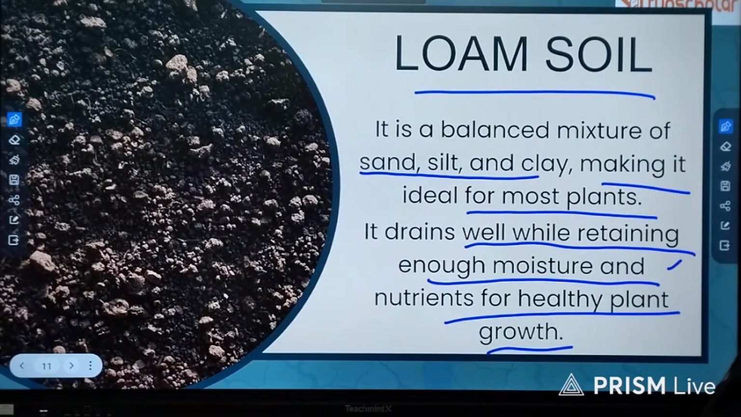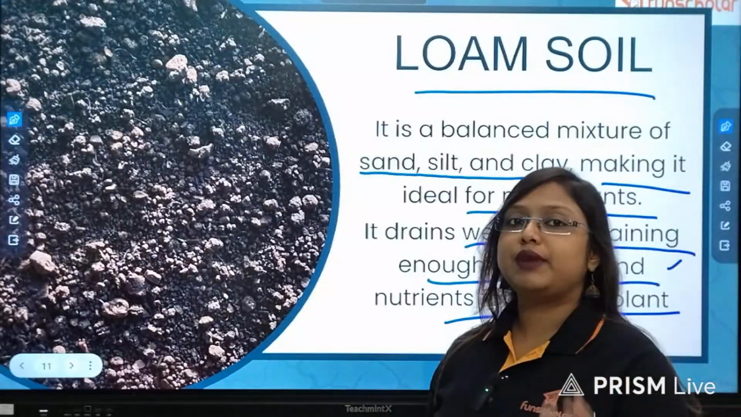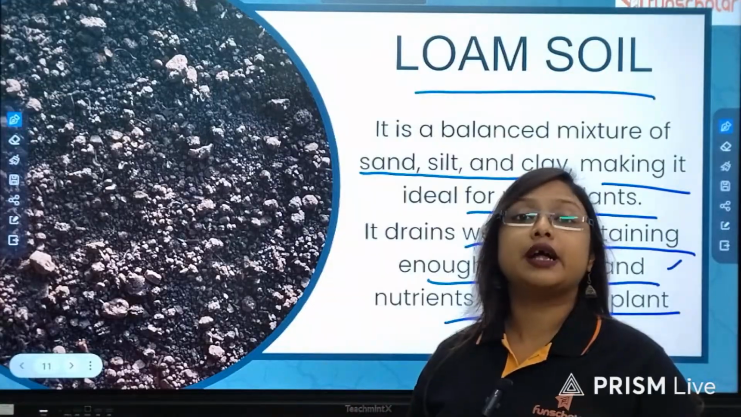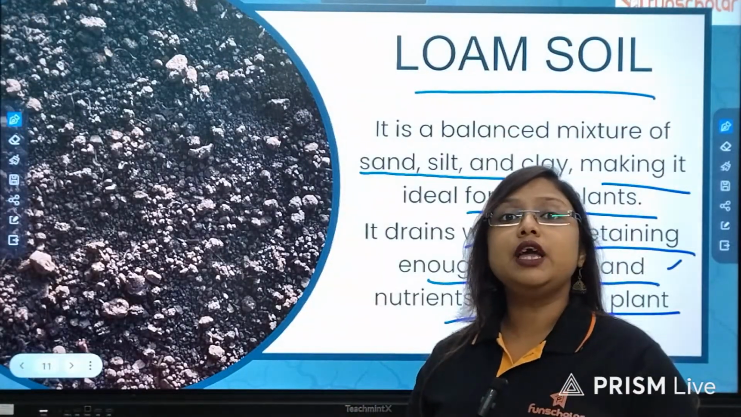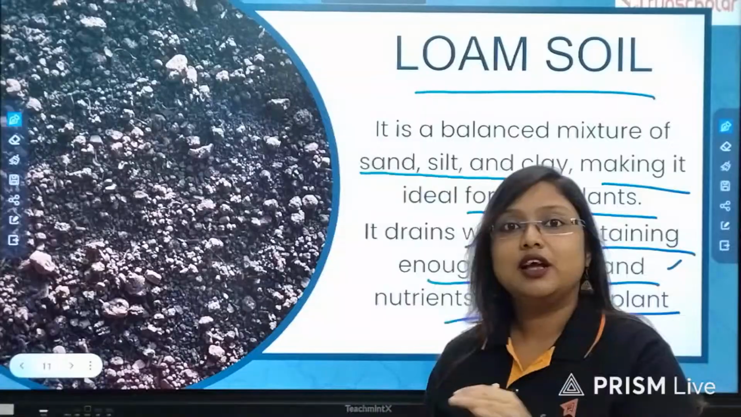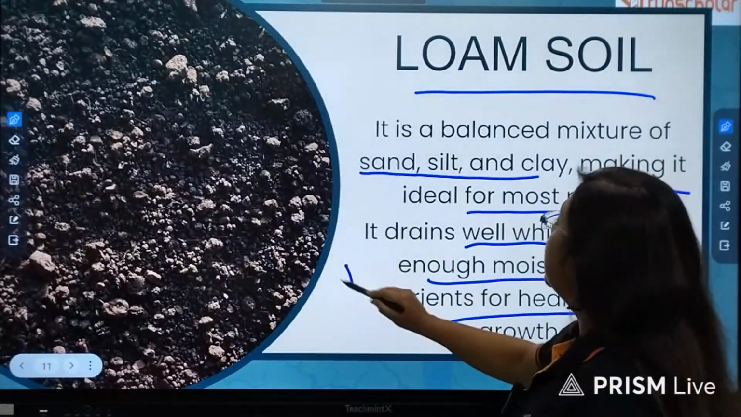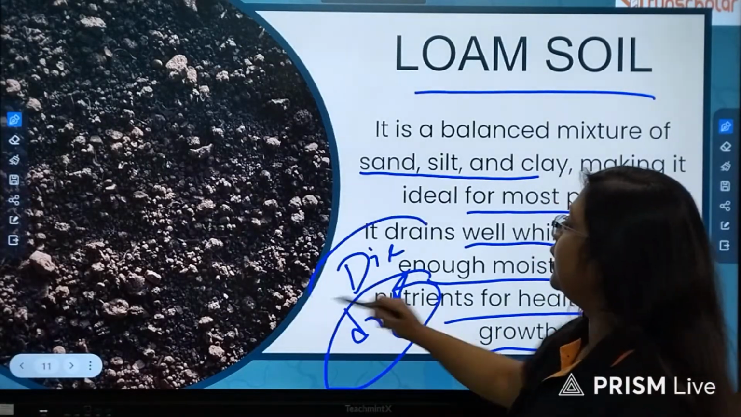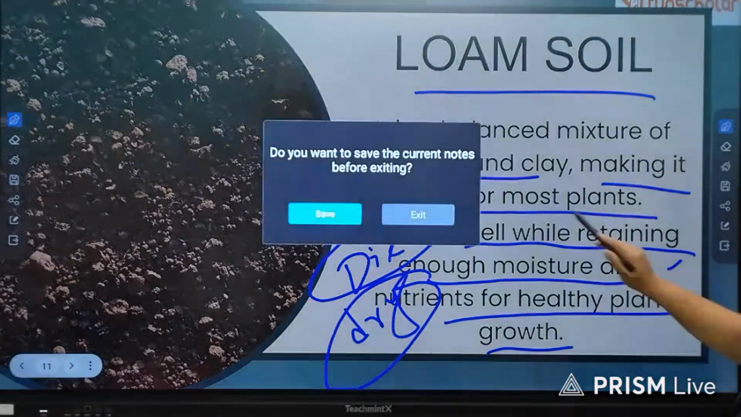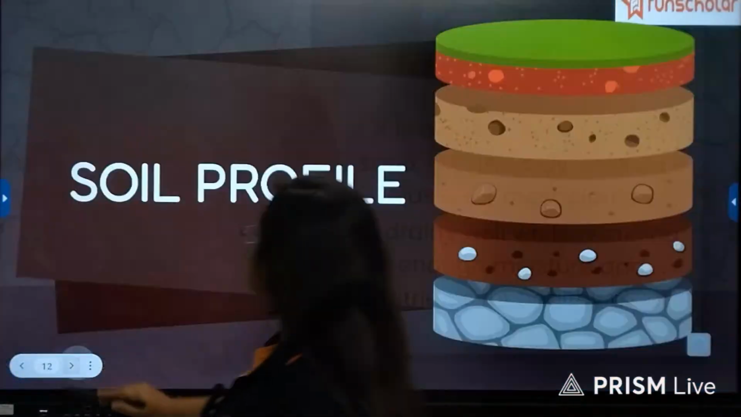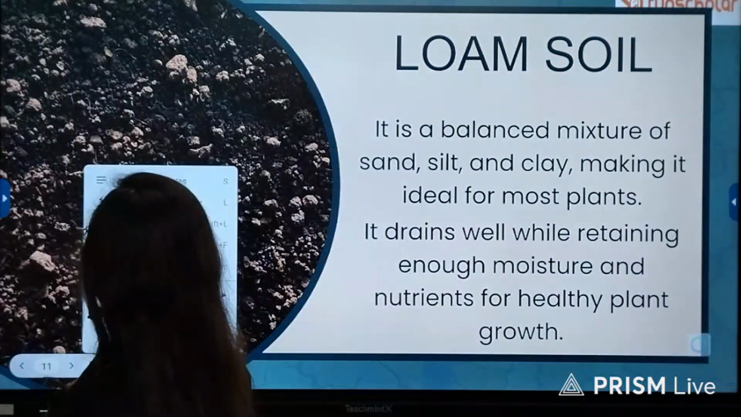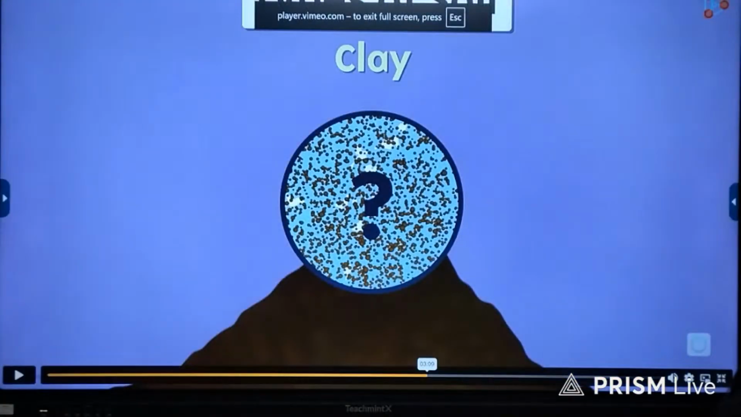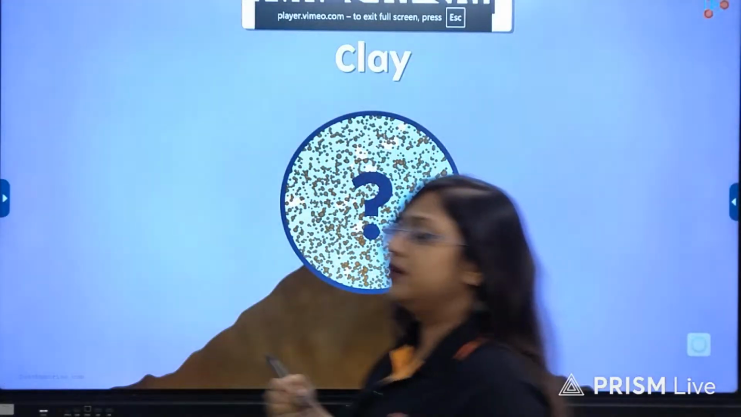That will do what? It will take enough moisture for the plant growth, but it won't retain too much water, so that the plant won't die or dry out. Get that thing? So this is the perfect soil we need for planting any kind of plant, or saplings. So let's go through this in this video.